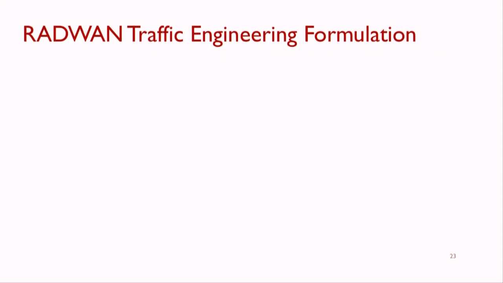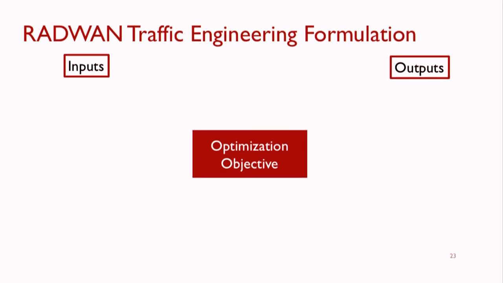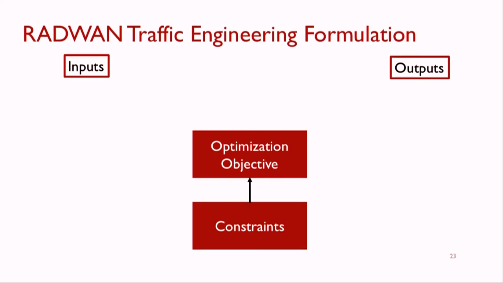The formulation of RADWAN is in the paper, so I'm not going to go into the mathy details of it, but I'm going to give you an intuition for what it looks like. For any traffic engineering system, we have a set of inputs, there are a set of outputs, and at the core of this traffic engineering controller is an optimization objective. The objective can be, I want to maximize the throughput in the network, I want to minimize the cost of this network, and so on. This optimization objective is subject to a number of constraints. These constraints can be in the form of flow conservation, in terms of link capacity bounds, and so on.